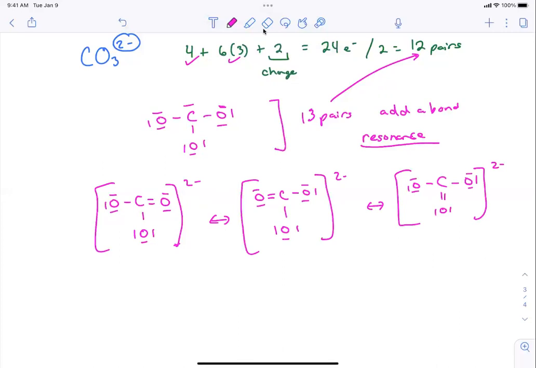Do not draw dotted lines and stuff like that. That is, I don't believe, acceptable. If they ask you to draw all possible resonance structures, then you need to draw all three of these in this case, because that double bond could be in all three places.